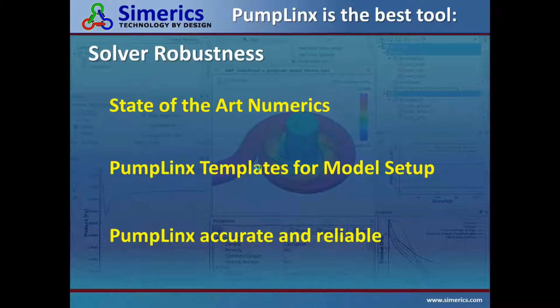Solver robustness. The PumpLinx solver uses state-of-the-art numerical algorithms capable of simulating physics which are known to be notoriously difficult to model, such as translating and rotating components. In addition, the setup of such models is not only extremely simple using the PumpLinx templates, but the results have invariably been consistently accurate and reliable.